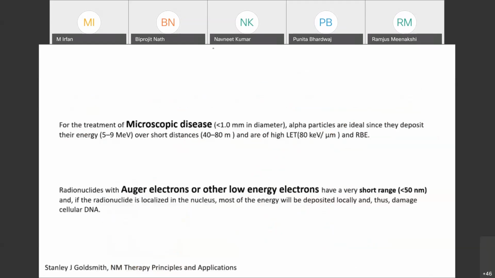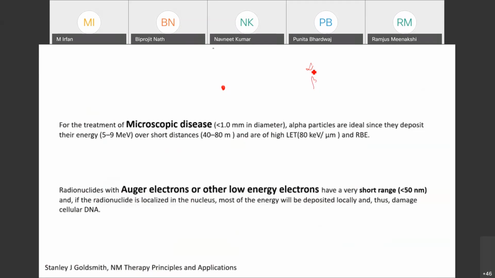Now you might know that tumors can be of different sizes. It can be a macroscopic tumor, it can be a microscopic tumor, or it can be of different shapes and sizes. So, for example, if we have a microscopic, small-size tumor and we want to treat this disease, which type of radionuclide do we have to use? Will we go for an alpha particle emitting radionuclide or a beta particle emitting radionuclide?